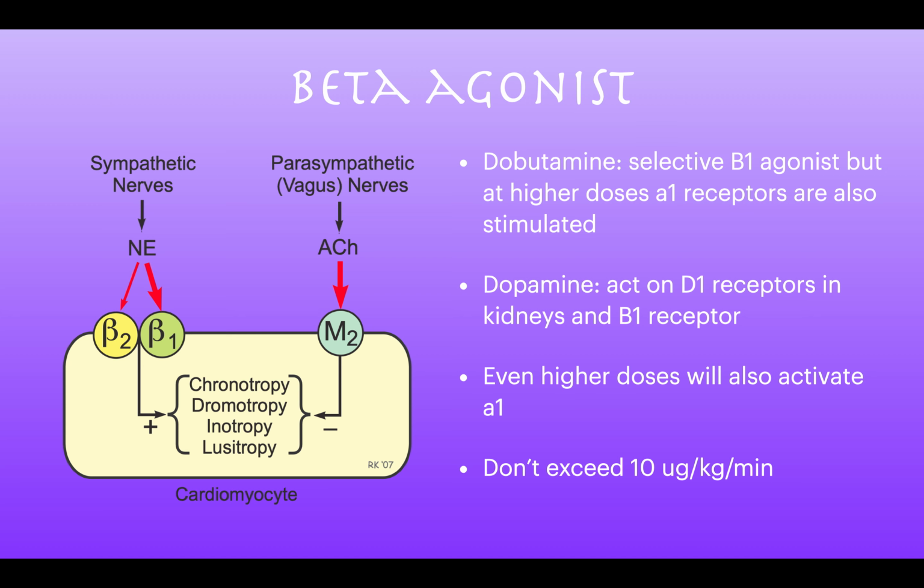Beta agonists. Remember the ones that you need to know: beta 1, beta 2. Beta 1, one heart, so this affects the heart; beta 2, two lungs. The receptors are going to be in the lungs. And dobutamine is a selective beta-1 agonist, and in higher doses, it can also stimulate the alpha-1 receptors. Dopamine is going to work on the D1 receptors in the kidneys and B1 receptors in the heart. At even higher doses, it will also activate A1 receptors. Because of that, we do not want to give more than 10 micrograms per kilogram per minute.